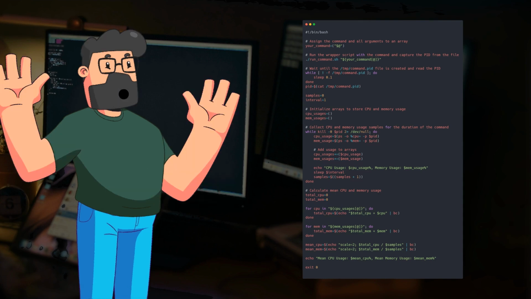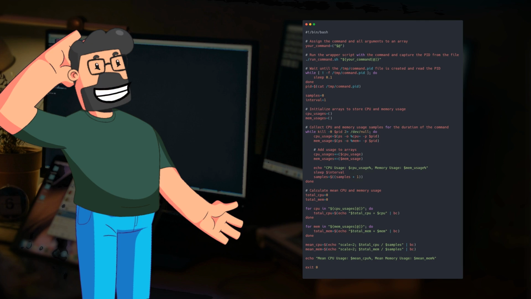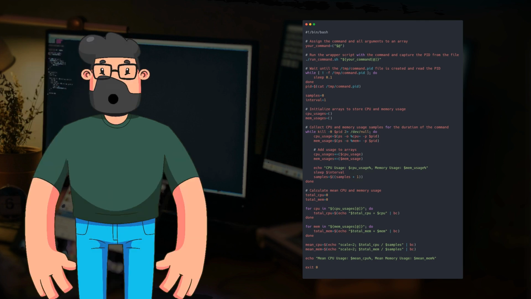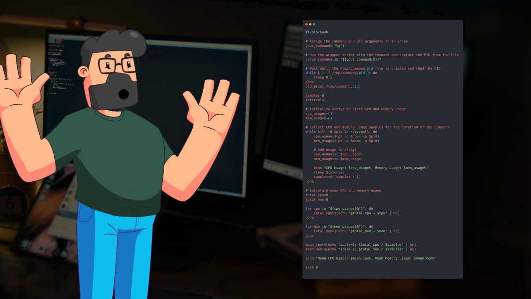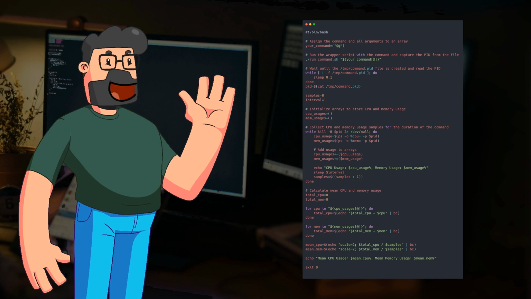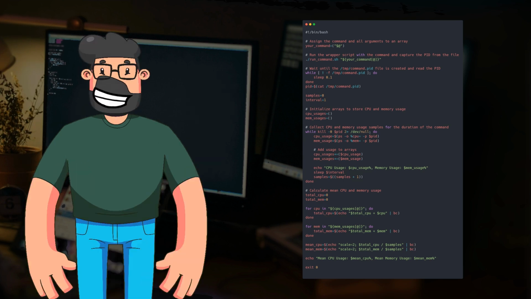my_script.h. This script will orchestrate the execution of the command, monitor its CPU and memory usage while it's running, and calculate the mean values for both metrics. By polling the CPU and memory usage at regular intervals, we can accurately determine the average values.